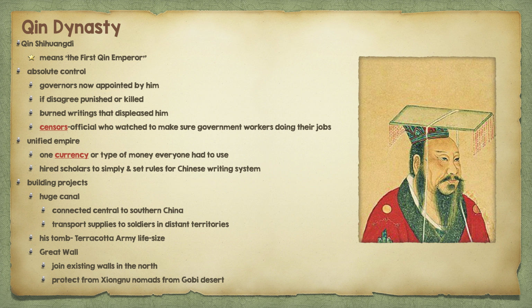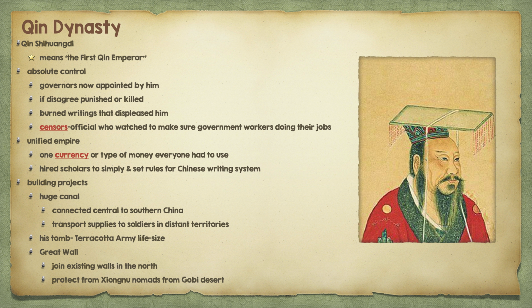He also had a lot of building projects, and some of them were definitely good for everyone. One of the biggest ones was this huge canal. Remember, he makes people work on these. The farmers had to help with these building projects. The huge canal was a benefit. It connected parts of central and south China. And the benefit also is that they can use it for transportation, right? So they can bring supplies to the soldiers in distant territories and keep better control on the outskirts. So that's good.